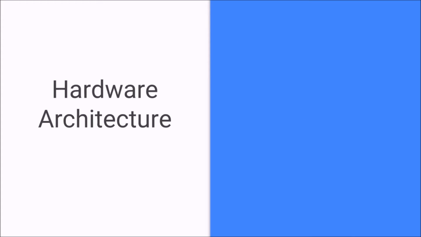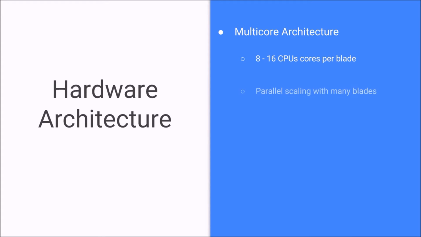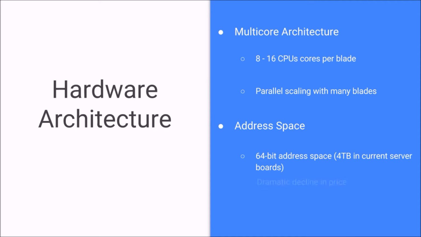The SAP HANA database presents improvements in the hardware architecture. It now presents a multi-core architecture with 8 to 16 CPU cores per blade. It also supports parallel scaling with many blades. In relation to the address space, it has a 64-bit address space with 4 TB in current server boards. There is also a dramatic decline in price to make it more accessible for everyone.